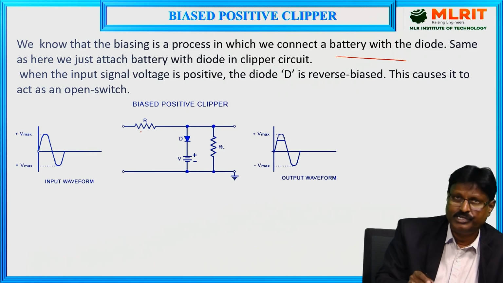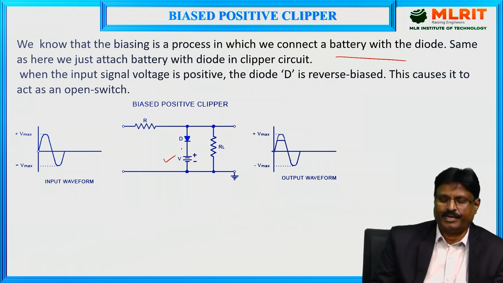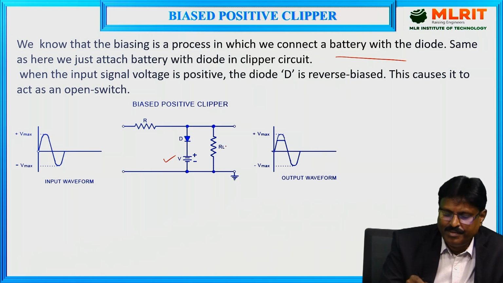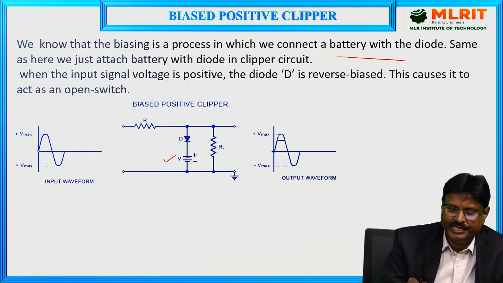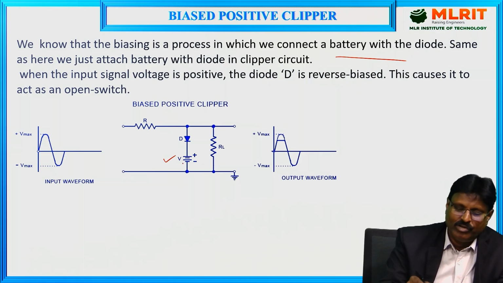This is a series resistor, and this is a diode. In series with the diode, a battery is kept here. Here a load resistance is there in parallel with this arm. This arm contains a diode in series with a battery. So what portion is clipped depends upon the selection of this battery.